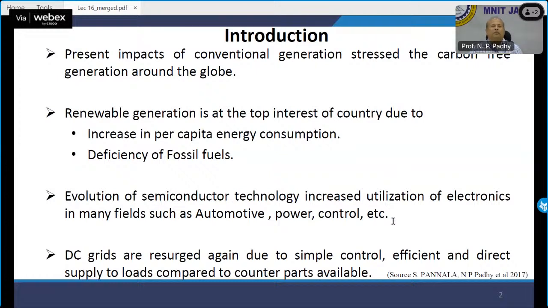This work related to IEEE Transactions on Smart Grid in 2017 by Sanjeev Panal and myself. It's a very, very interesting work. 17 means almost 8, 10 years back, okay? And at that time, cracking a smart grid paper was really a challenge, but somehow they appreciated this thought process.